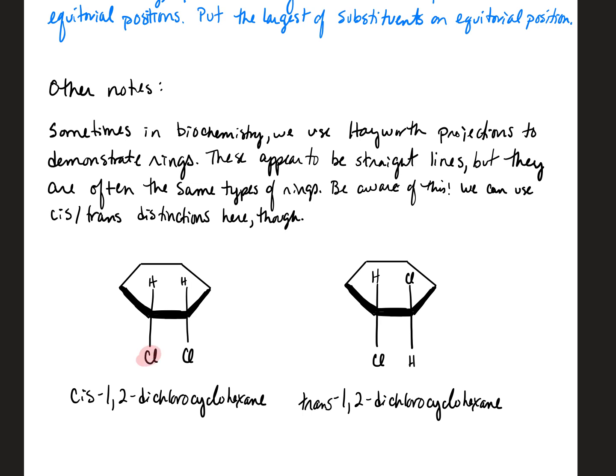So when we have two chlorines that in this case would be on the same side of the plane of where that cyclohexane ring is, we would call that a cis. And when they're on opposite sides of the plane of the cyclohexane, we refer to that as trans. And so this will help us with naming as we enter the next subject.